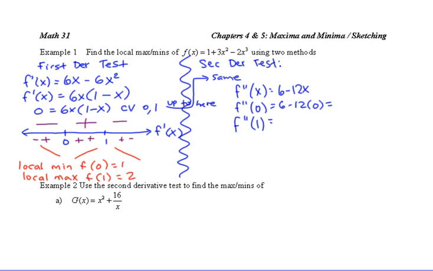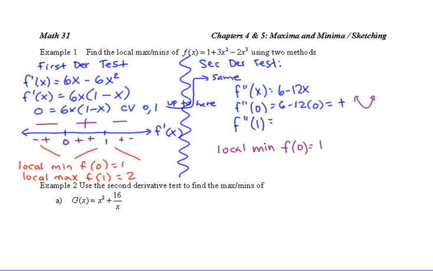Okay, what does that give us? Positive or negative? It's going to be a positive. If it's positive, that means it's concave up. So that tells us it's a minimum. Yes. So right away we know local min at f of 0. We still plug it in and we get 1.